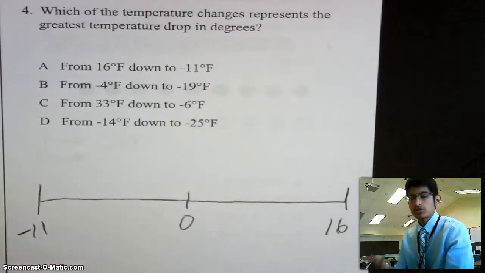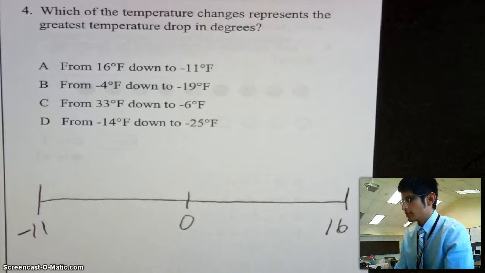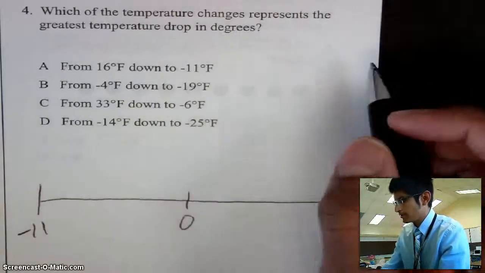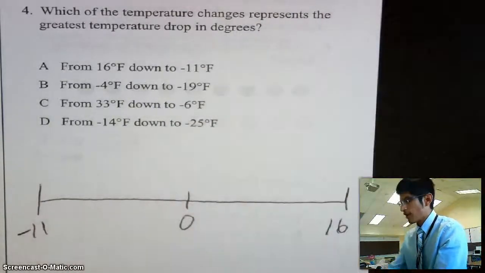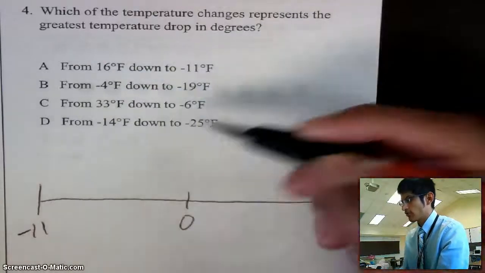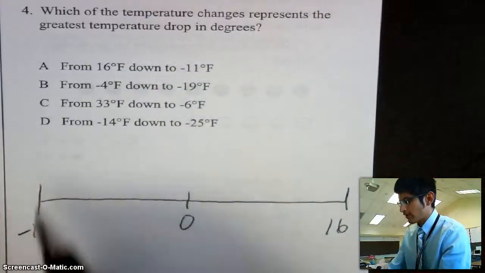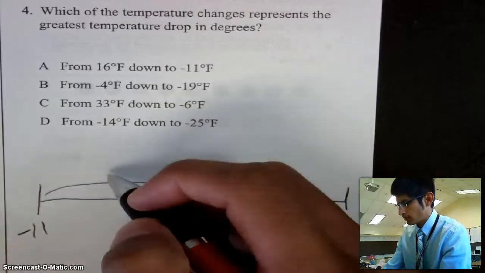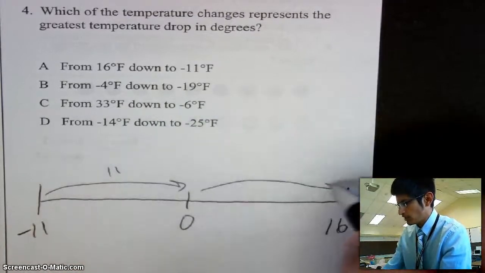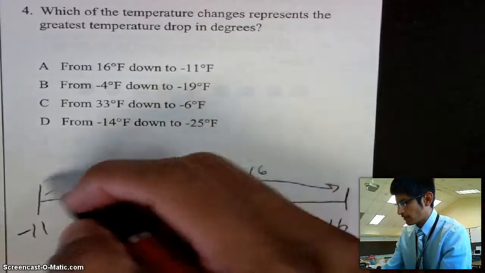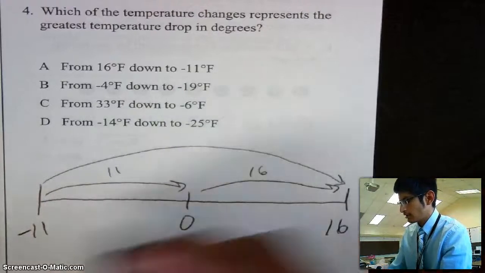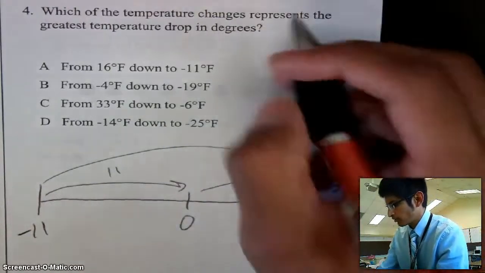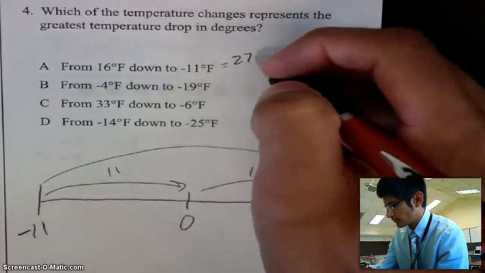All right, number 4 is one of the trickiest questions on the test, I thought. You have to see which temperature change represents the greatest temperature drop in degrees. So they're asking you how far away are each of these numbers and which is the greatest. So from negative 11 all the way to positive 16, this would be 11 spaces, and this would be 16 spaces. So altogether, from negative 11 to positive 16, that would be 27. So this changed 27 degrees.